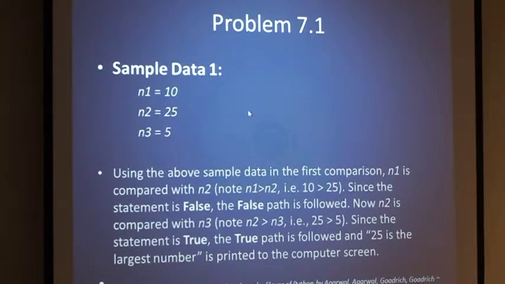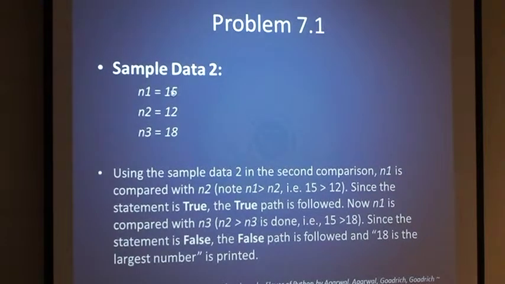And to check out all the 4 branches, you got to have 4 possibilities, right? At least. Although for N1, N2, and N3 there could be 6 or more, so check that carefully. For sample data 2, N3 is the largest now. So you have to trace through the flowchart and make sure that 18 gets printed out, okay?